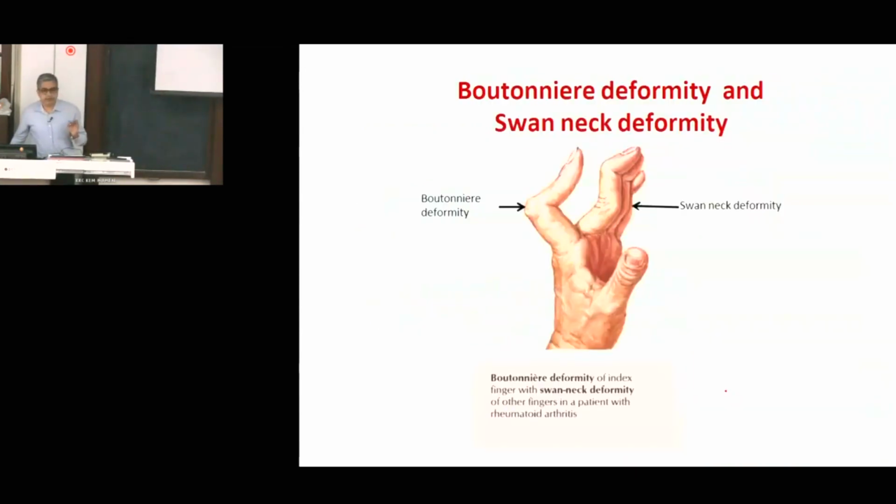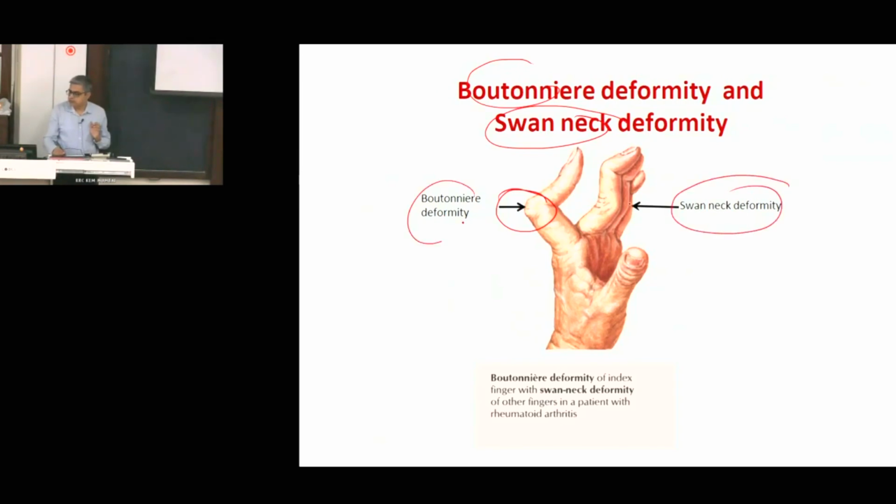There are two other deformities, boutonniere deformity and swan neck deformity. Boutonniere deformity happens in rheumatoid arthritis, and the proximal interphalangeal joint is in flexion. Swan neck deformity is proximal interphalangeal extension with the terminal phalanx flexed. This is present in rheumatoid arthritis. This will come in the clinical spot.